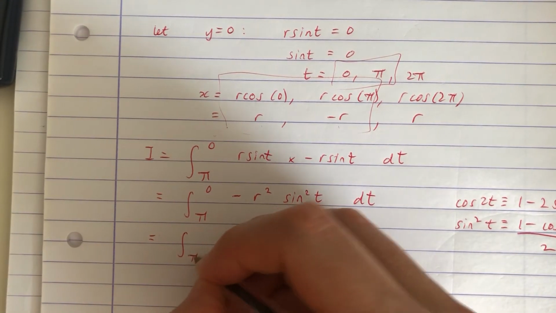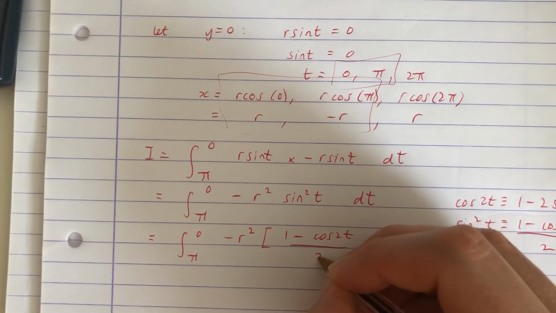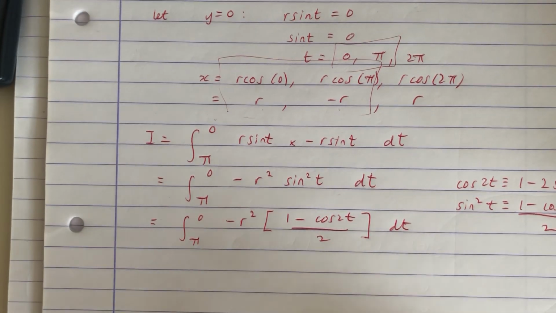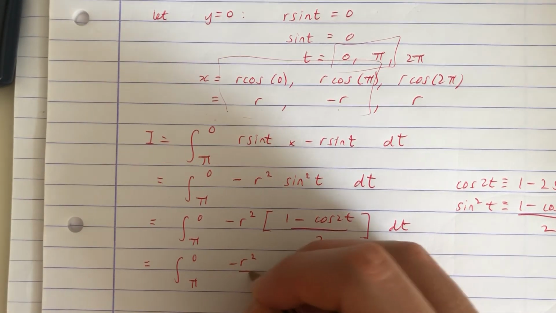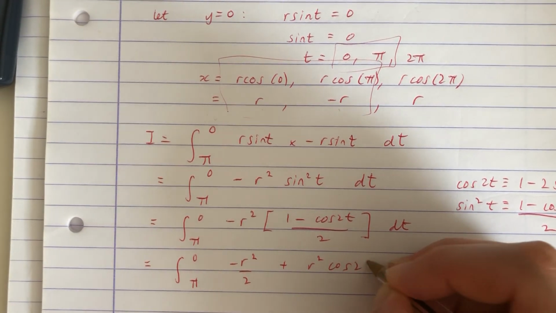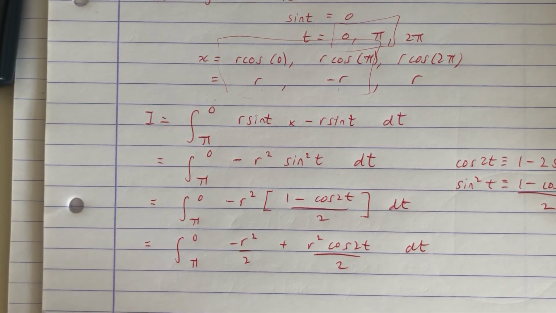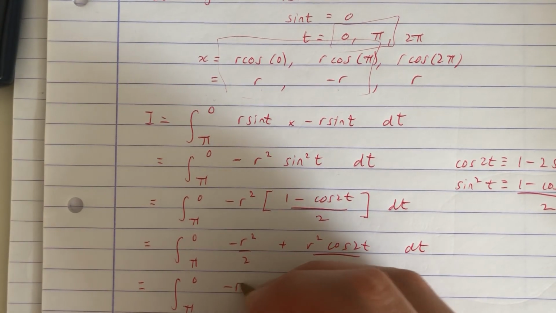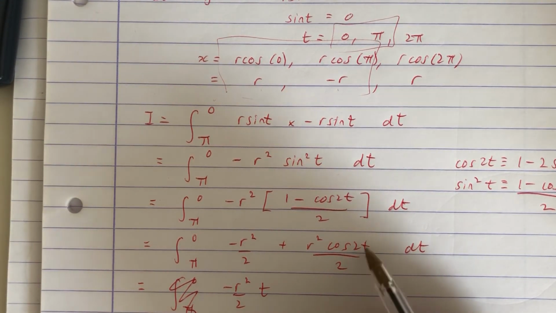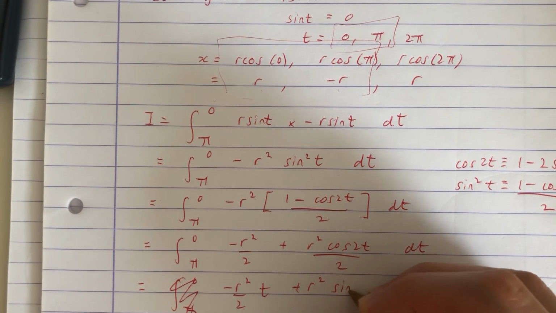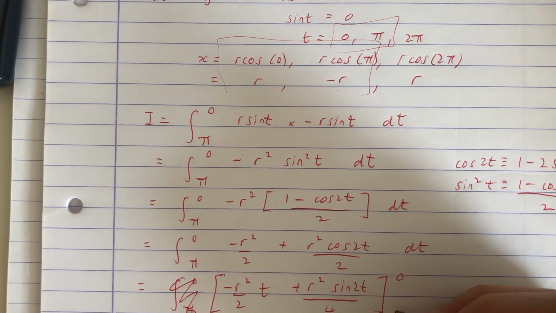If you substituted that into this, you'd get 1 minus cos 2t over 2 with respect to t. Expand the brackets: minus r squared over 2 plus r squared cos 2t over 2 dt. And finally, you've got something you can integrate. R squared over 2 would integrate to r squared over 2 t. Cos integrates to sine, but you've got to divide by another 2. And that's between the limits of 0 and pi.